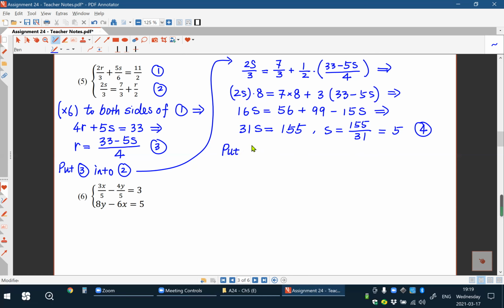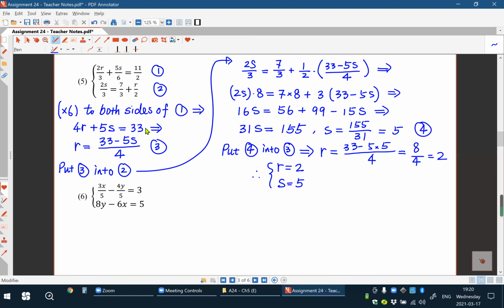Then you can put number 4 back into number 3, right? Then you will get R is 33 minus 5 times S, S is 5, over 4. That means 33 minus 25 gives you 8. 8 over 4 gives you 2, right? So in this way, we have solved S and R. So the final solution is R is 2, S is 5, right? Okay, have a look at this. Any questions?